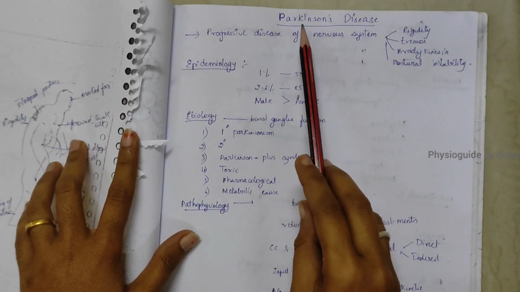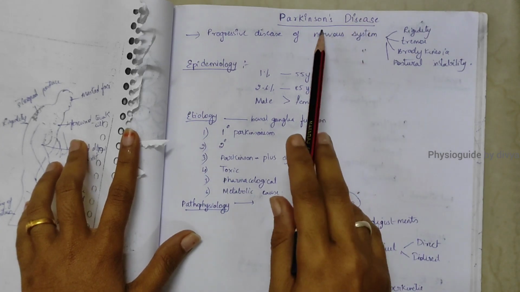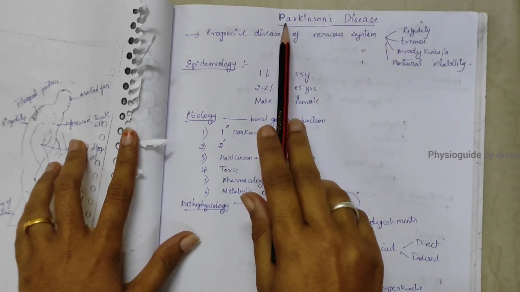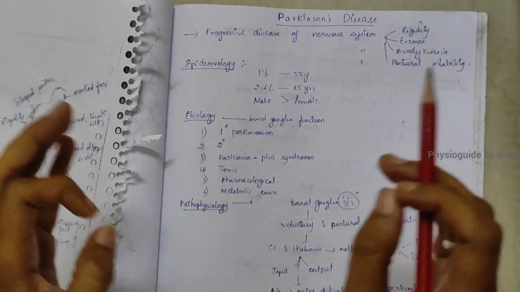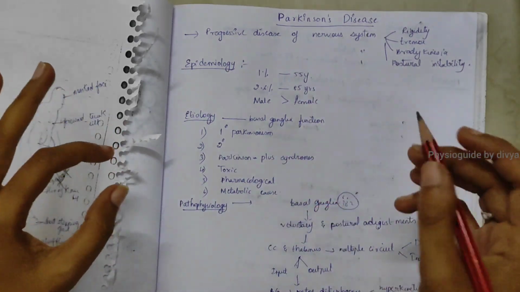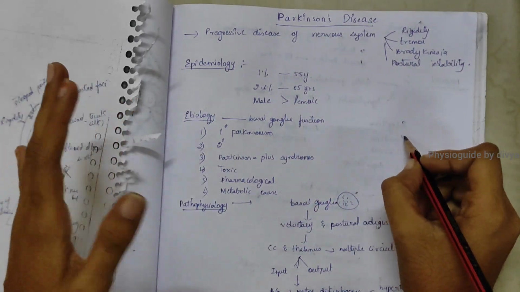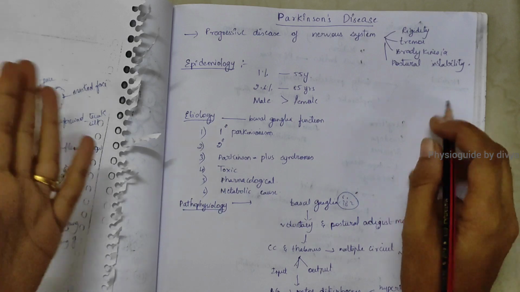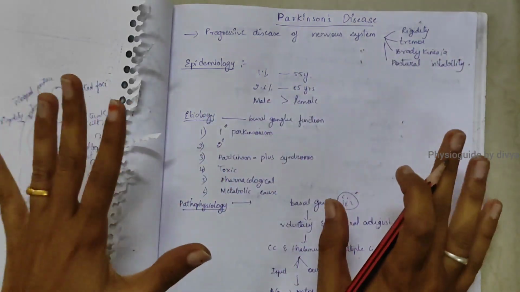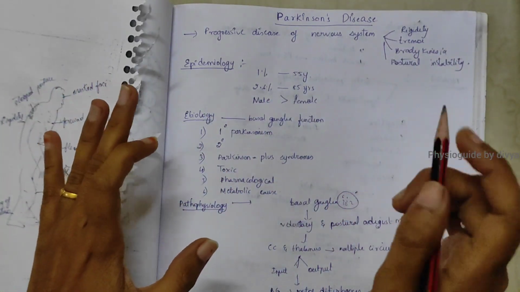Today I am going to teach about an important topic, Parkinson disease. This is a main topic and I am going to explain it briefly. I am going to cover every subject like clinical features, pathophysiology, etiology, complications, treatment, everything. So let's start our video.